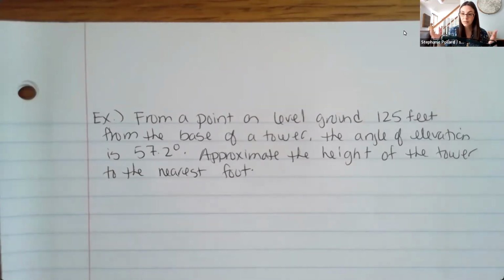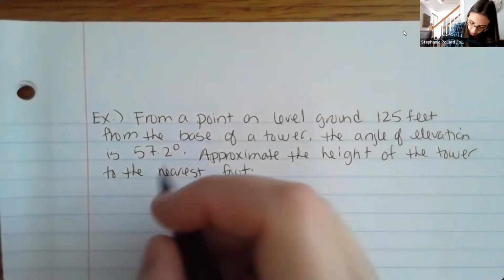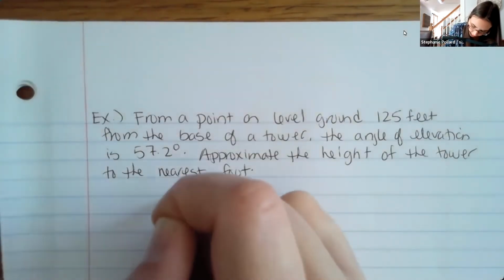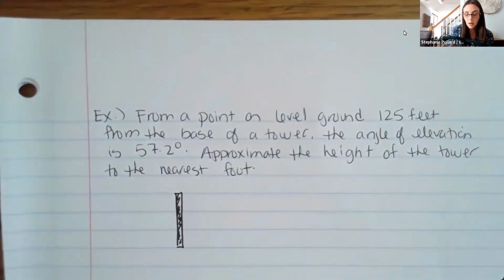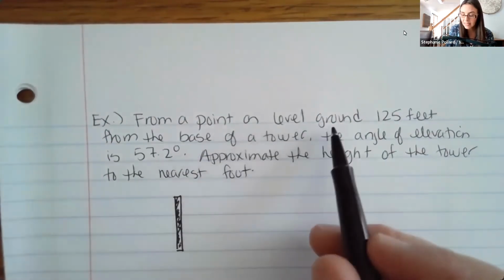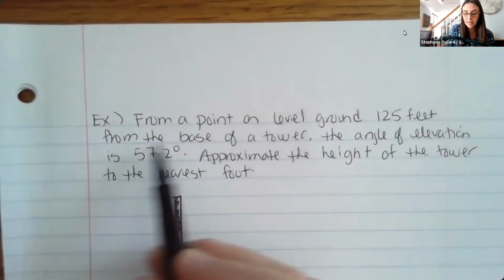So I know I have some sort of tower. I don't know what the tower looks like. I'm just going to draw a tall, maybe skinny building here. So I have some sort of tower, and I know that a point on level ground is 125 feet from the base of the tower.